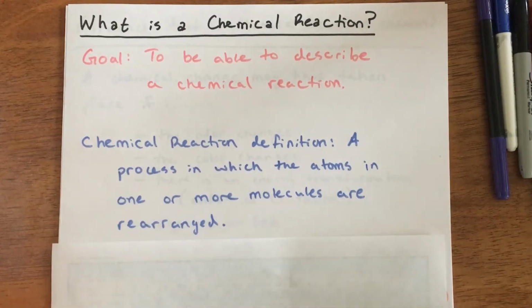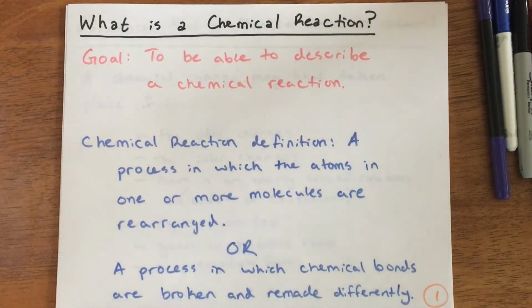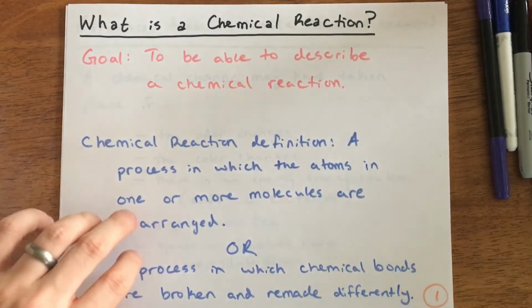The definition I kind of like for you guys, that I think makes more sense and is easier to remember, is a process in which chemical bonds are broken and remade differently. So if I have a compound and I break it down and put it back together, has a chemical reaction occurred? Not really, because I still have the same thing. Something has to be rearranged. In a minute, we'll see how that works. Let's talk about what we would have to see in order to be convinced that a chemical reaction has actually taken place.